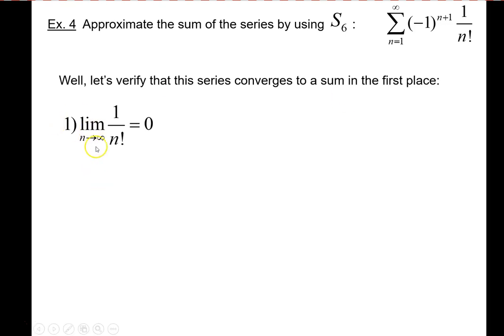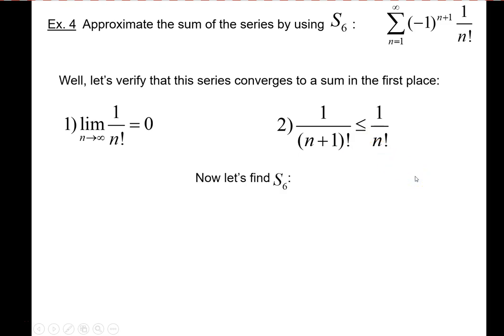First, you're going to look at the limit as n approaches infinity of 1 over n factorial. Of course, that goes to 0. And then you're going to look at the n plus 1th term compared to the nth term. How does the 1 over (n+1)th term compare to the 1 over nth term? Well, we can see this denominator is going to be larger than this denominator, which tells us it's a decreasing series. And so the two conditions are met. For the alternating series test, we know it converges. Now let's actually find the sixth partial sum.